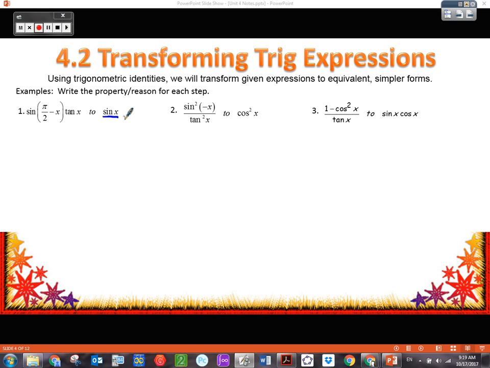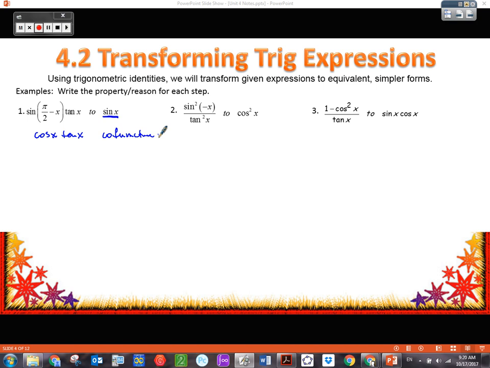So we look at this expression here on the left, and the first thing that jumps out at me is this pi over 2 minus x. It's like this big neon sign. This side doesn't have cofunctions, so I need to take that out. So that would be the very first thing that I would do, is I would take the cofunction property and use that property. So we know the cofunction for sine is cosine. And of course my reason is cofunction property.